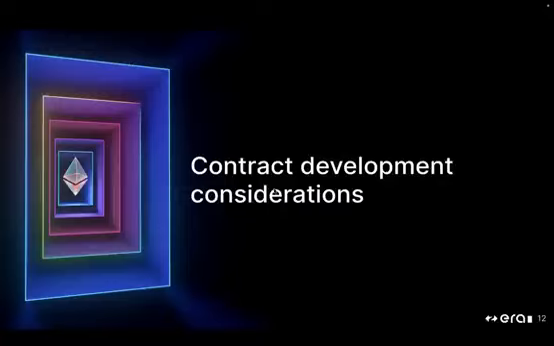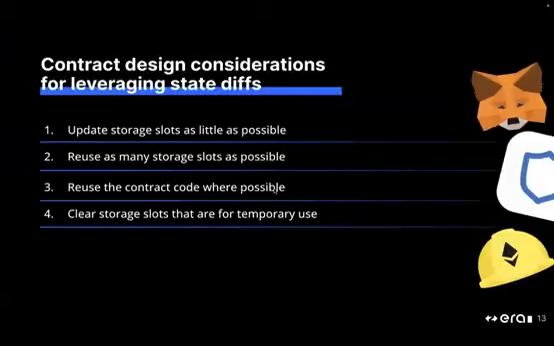So like Ethereum and any blockchain, the most costly operation is storage updates. To leverage the state diffs, there's four main parts that you want to consider when you're designing your contract. Update storage slots as little as possible. That is just because, again, the most costly operation is storage updates.